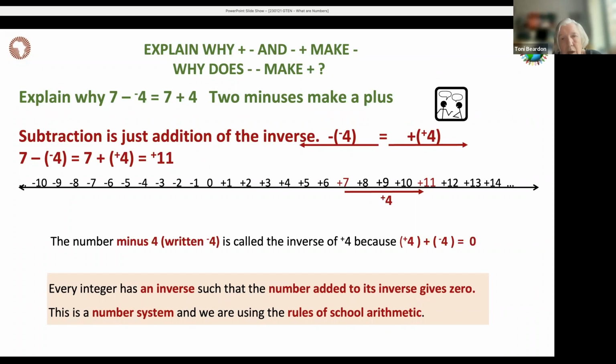Okay, I hope this is making sense. The number -4 is called the inverse of +4 because when you combine them, you get 0. And it works with all numbers. Every integer has an inverse such that the number added to its inverse gives 0. What we've got is a number system, and we're using just the rules of school arithmetic.